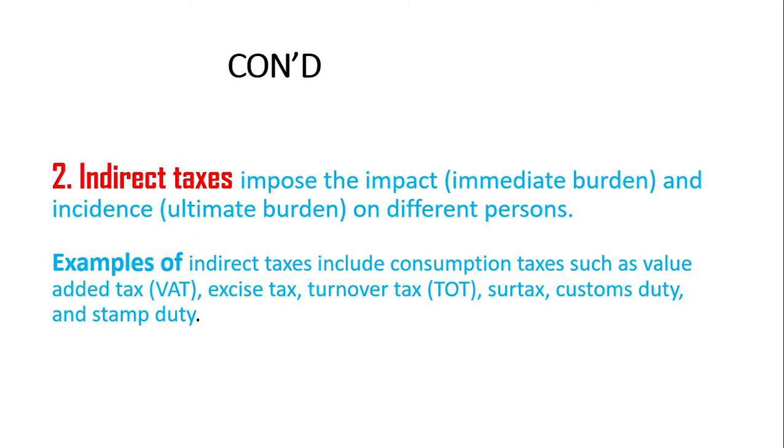Coming to the second classification of tax, that is indirect tax. Indirect taxes impose the impact or immediate burden and incidence or ultimate burden on different persons. So indirect tax has two kinds of imposition: first there is the immediate burden, and second there is the ultimate burden. For example, indirect taxes include consumption tax such as value added tax, mainly known as VAT. What is VAT?